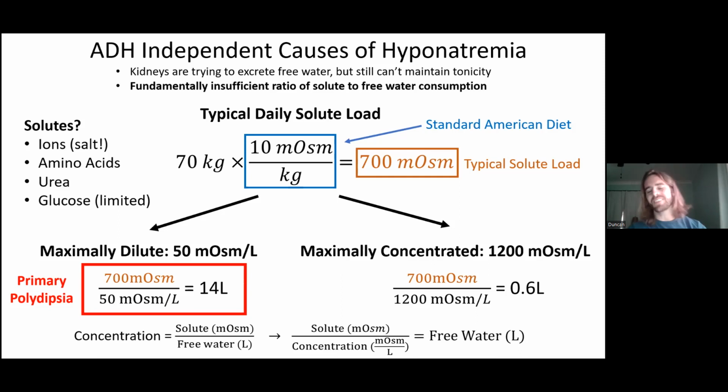Primary polydipsia is when we exceed this, and it can be over a 24-hour period, where some people are just very convinced that they have to drink lots and lots of water, and over time you can eventually end up diluting your serum tonicity if you really drink a lot.